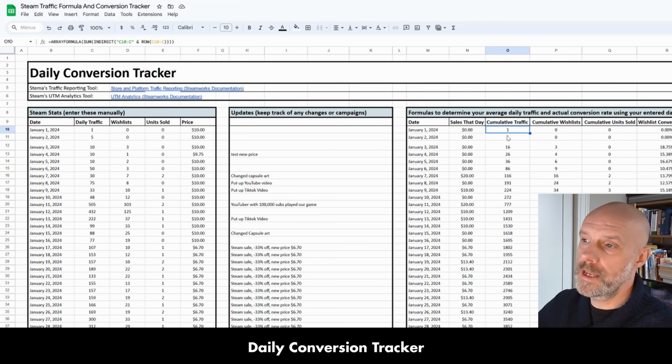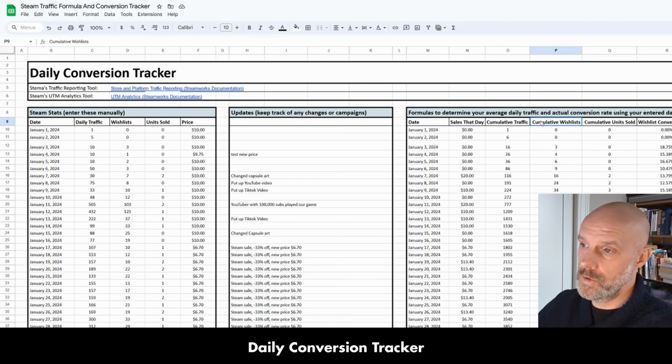Then here is the cumulative traffic. So basically, on January 1st, I got 1 visitor, right? And then on January 2nd, I have accumulated 6 people that visited my site. So this is important to track, because I'm going to use this number to help find out the conversion rate.